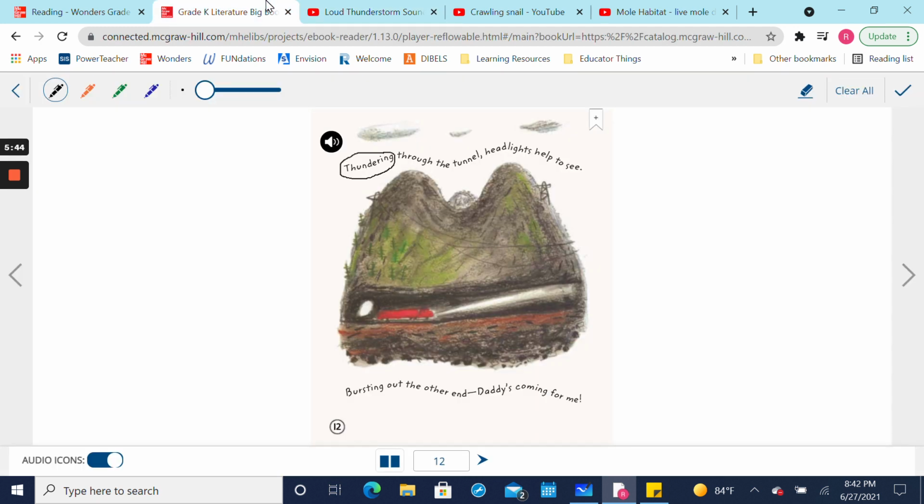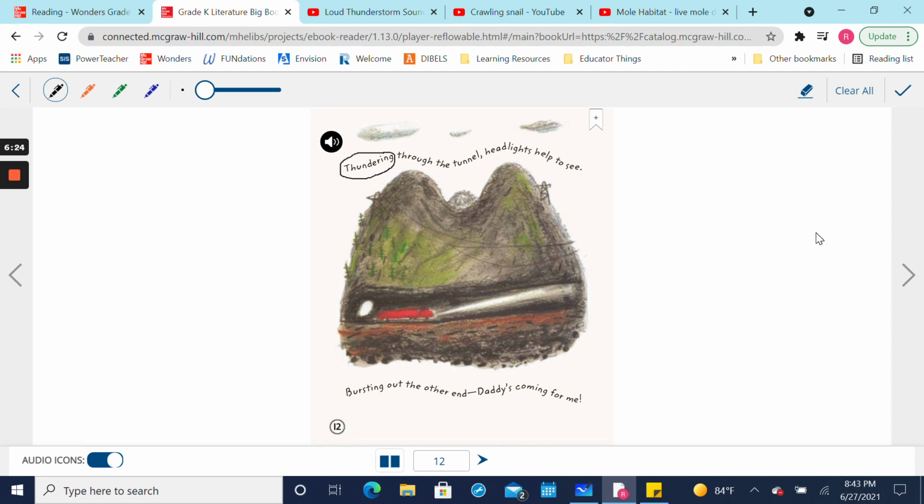So thinking about our background knowledge that we have about what thunder sounds like, we can visualize and put a picture in our minds, and we can hear the truck as it goes through this tunnel making this loud thundering sound. So using the word thundering, that allows us to use our context clues to hear how loud the truck really is at this point in the story.